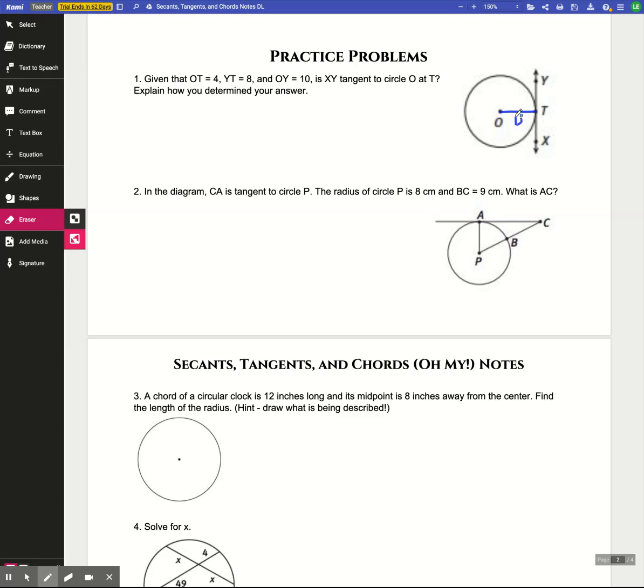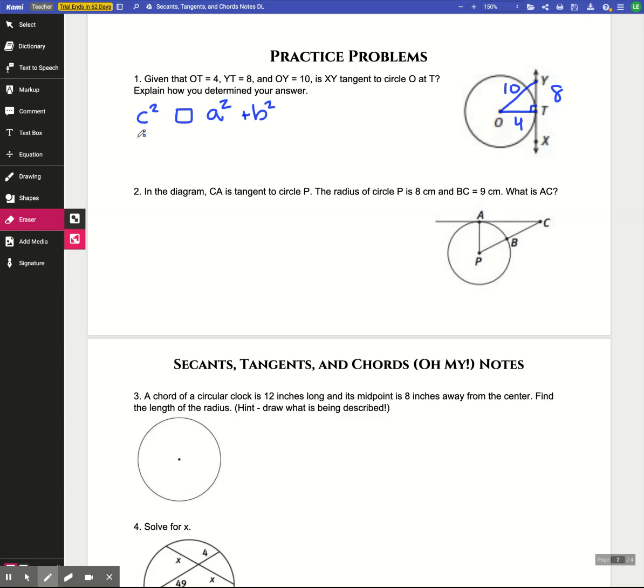So I have OT is 4, so I'll label that. YT is 8, and OY, which I haven't drawn in but I will, is 10. If it is tangent, then OT and YX are perpendicular, so this triangle has to be a right triangle. We have tools to determine if 3 side lengths give you a right triangle. If you recall, we have the converse of the Pythagorean theorem to check whether given side lengths form a right triangle. So that's what we're going to do here.